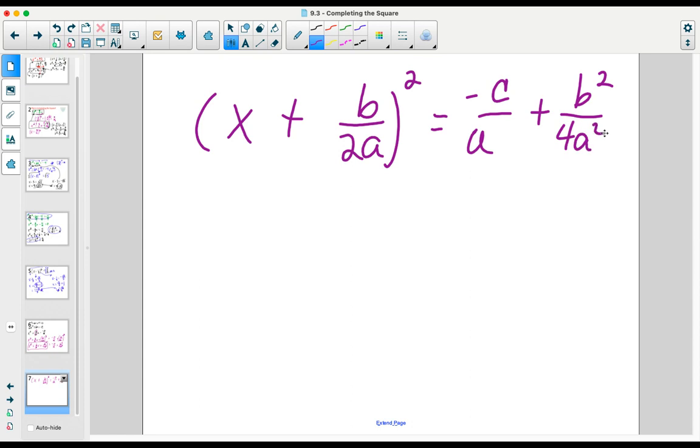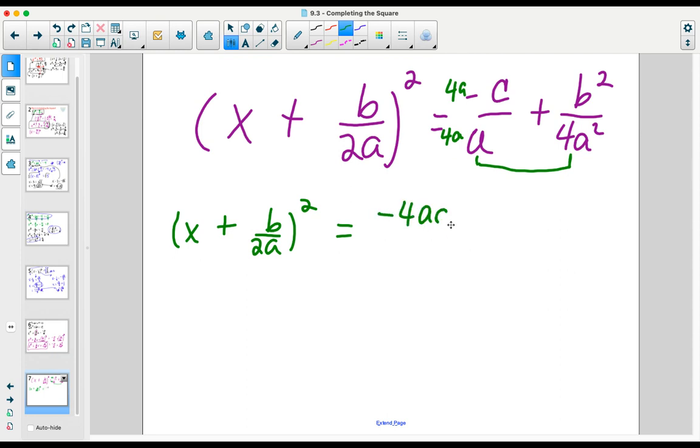For the sake of simplicity, we're going to multiply on the right-hand side in an effort to simplify this right-hand side a little bit more. And we're going to multiply both the numerator and the denominator of this first fraction by 4a. The reason that we chose 4a was because we want to make a common denominator so that we can add. So we're going to keep our left-hand side the way it is, and we're going to multiply the right-hand side, so it says negative 4ac over 4a squared plus b squared over 4a squared.